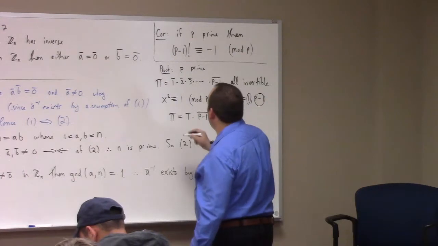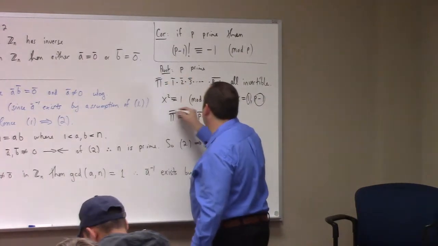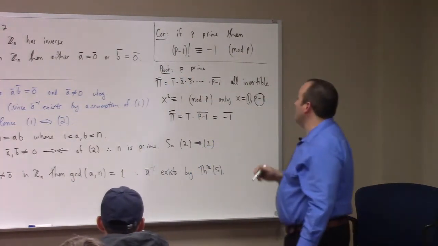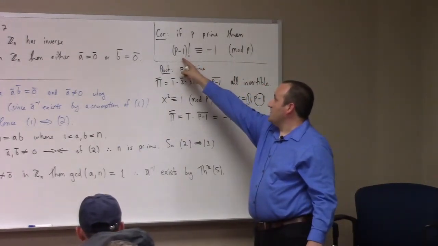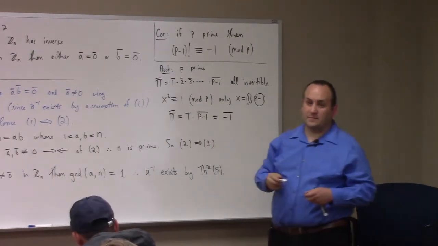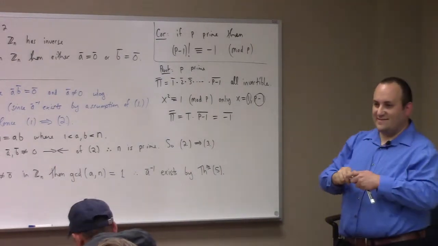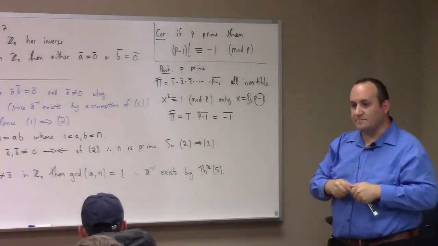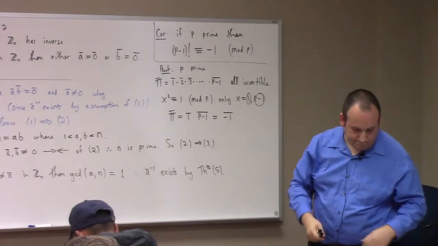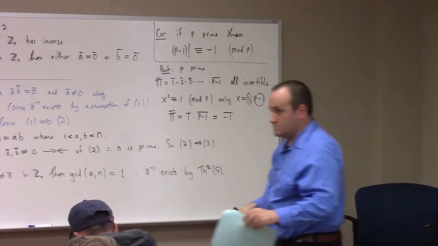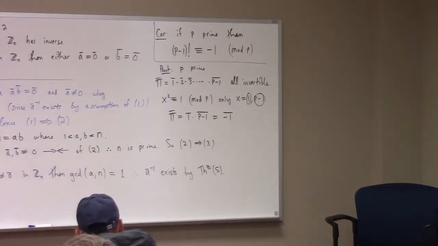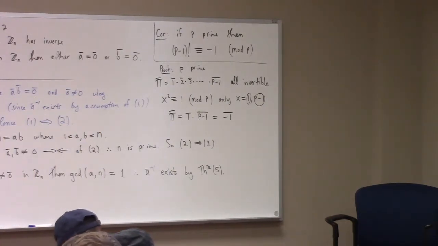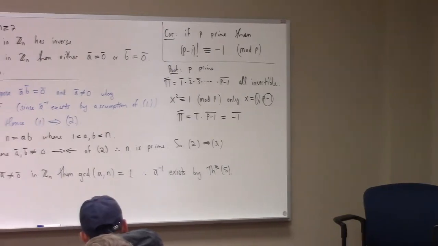Did I say pi? I guess I should say pi bar. Is that better? I'm sorry, this is awful. But anyway, that proves that P minus 1 factorial is congruent to minus 1 mod P, because this is just cancellation. Can we just not write the bar, since we already know that we're in Zn? Yes. Are we going to start doing that? Very soon.